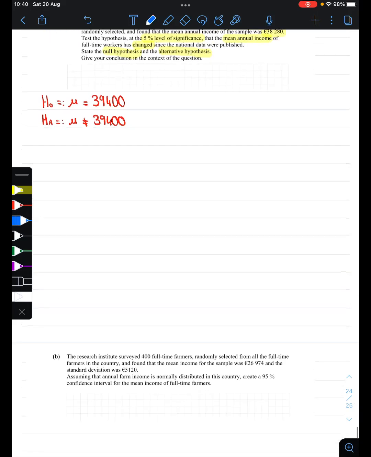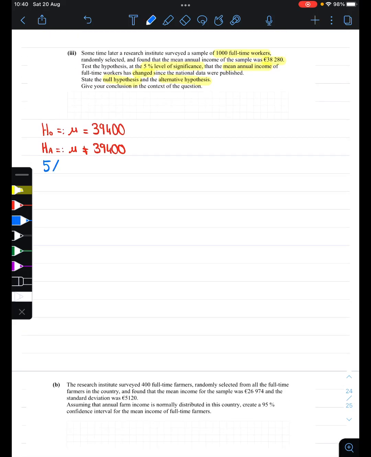Okay, and so we're working at the 5% level of significance, which means that to reject our null hypothesis, to conclude something new, we have to be 95% sure. We have to be 95% sure that the null hypothesis is false. Need to be 95% confident that H naught is false.